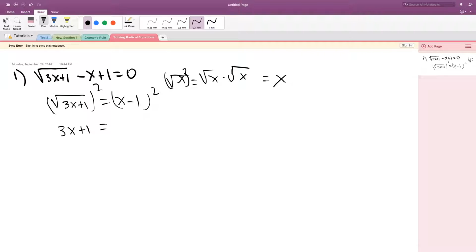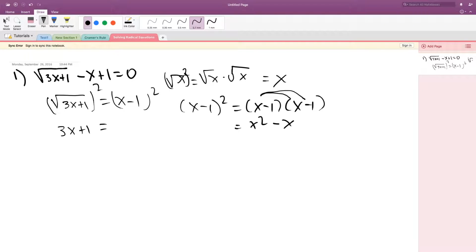Now here we do need to expand, so that means x minus 1 squared, and we're going to FOIL. x squared, and x with minus 1 just gives you minus x, and here again minus x, and minus 1 times minus 1 is positive 1. So here we have plus 1. So let's copy that here on the right hand side.